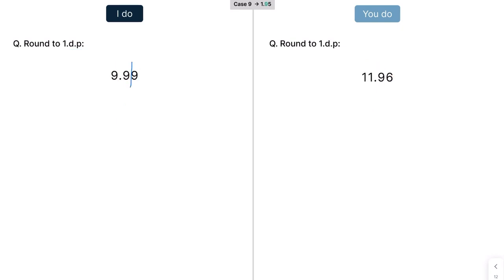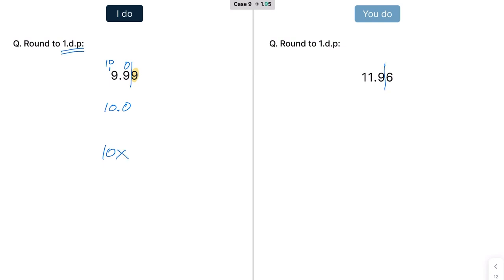So in this case, again, we look at the decider. That's telling me to round this 9 up to a 10. So there's a 0 here and a 1 here. And now when I do 1 plus 9 here, that becomes a 10. So my answer is going to be 10.0. Again, it needs to be 10.0, not 10. 10 is not allowed because it's to one decimal place.